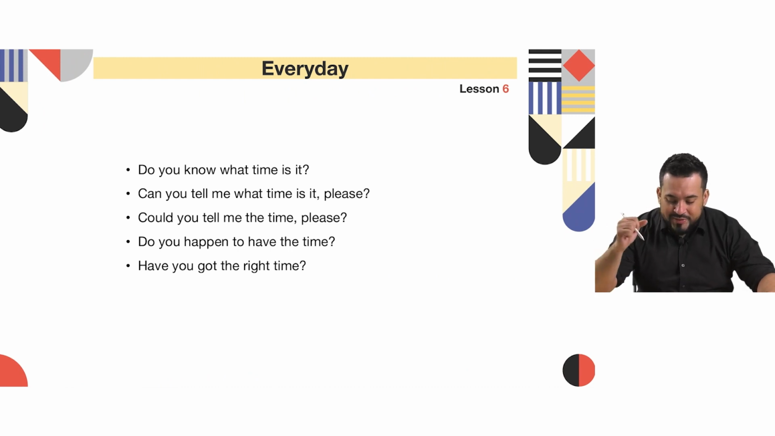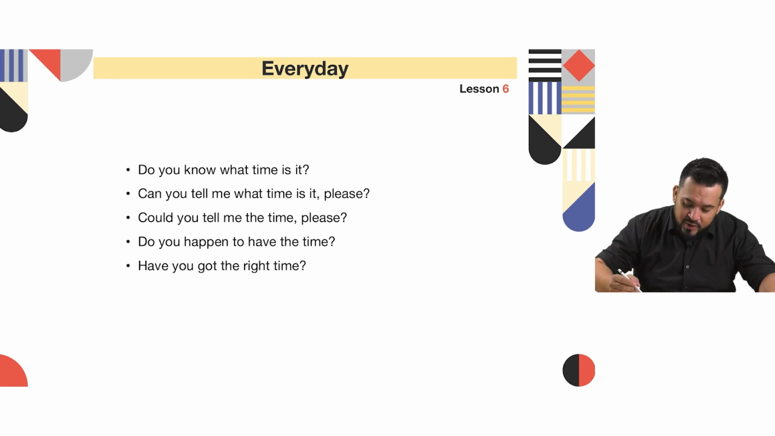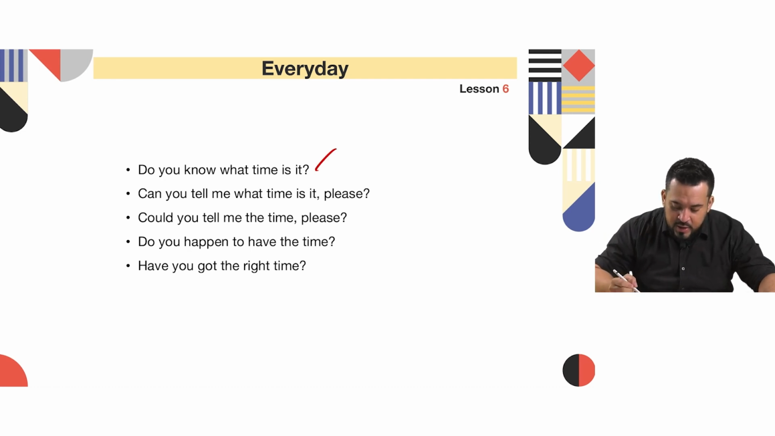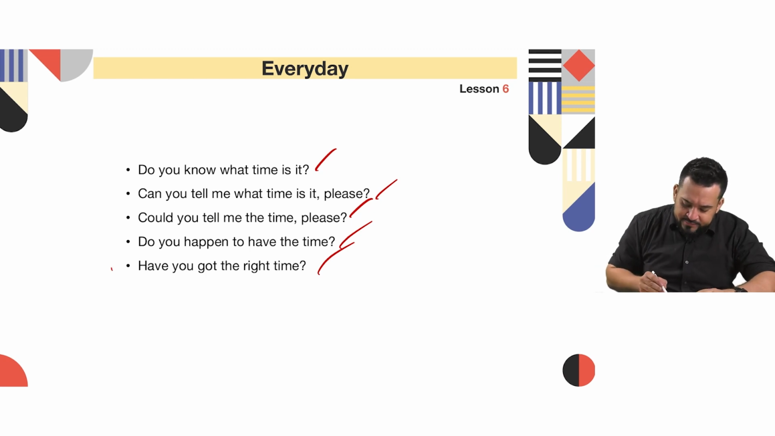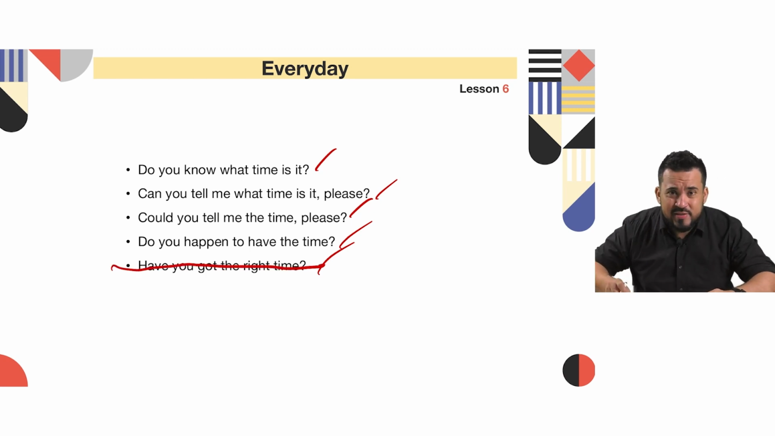Do you know what time is it? Can you tell me what time is it, please? Could you tell me the time, please? Do you happen to have the time? Have you got the right time? Okay, let's cross this one. Nobody says this, okay?